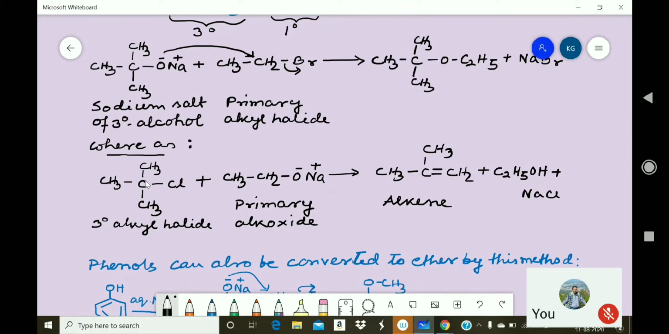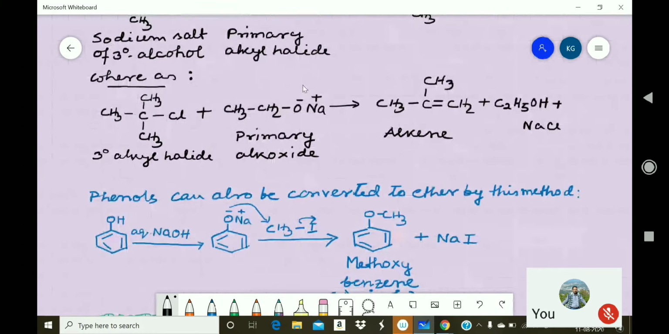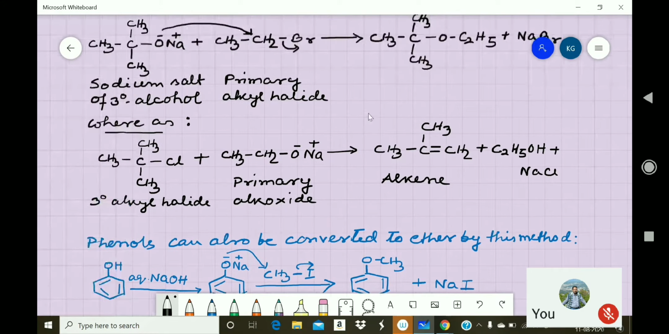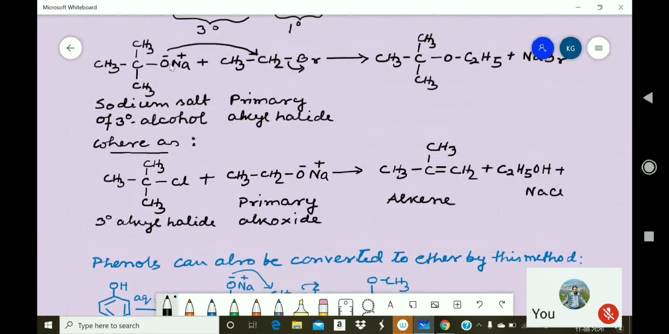Since it is a 3 degree carbon, there is steric crowding due to this alkyl group as well as the halide, and the base, that means the primary alkoxide, takes away the hydrogen from the beta carbon, resulting in this alkene. So the better substrates are the sodium salt of the 3 degree alcohol and the primary alkyl halide.